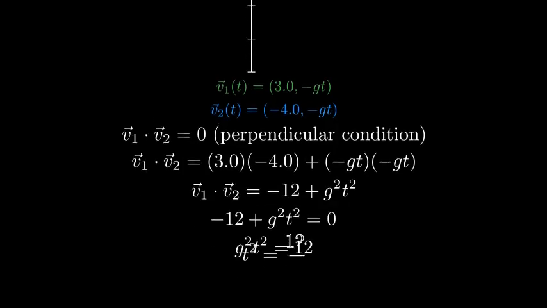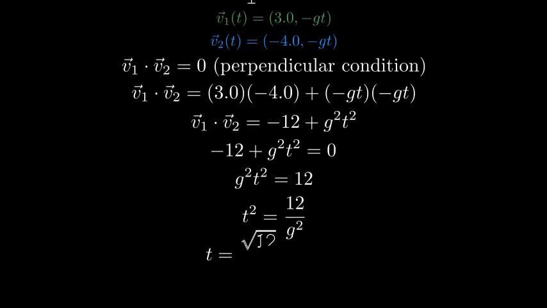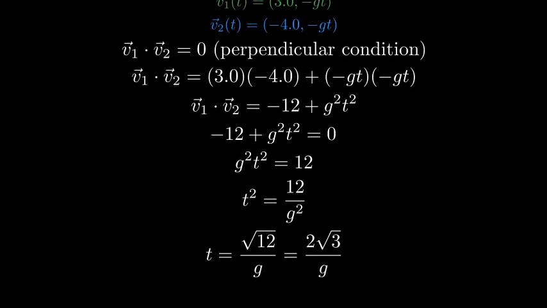Negative 12 plus g squared t squared equals 0. g squared t squared equals 12. t squared equals 12 over g squared. And t equals the square root of 12 divided by g, which equals 2 times the square root of 3 divided by g. Now, let's find the distance between the particles at this time.